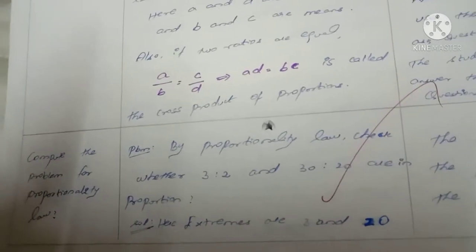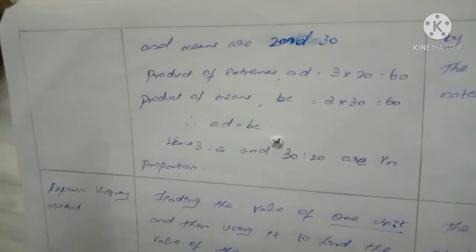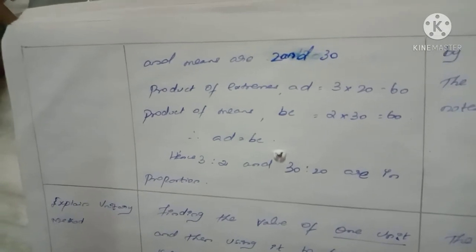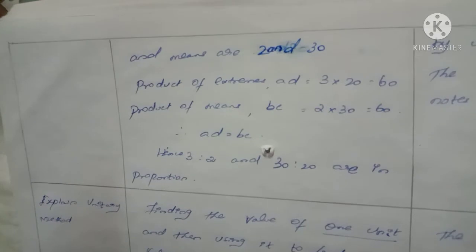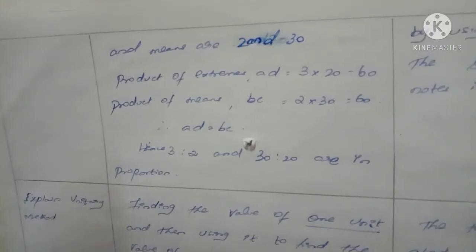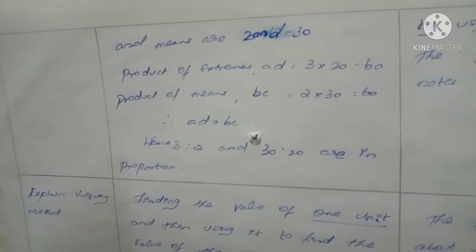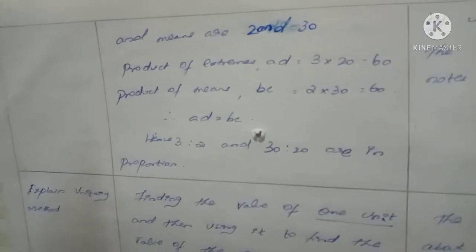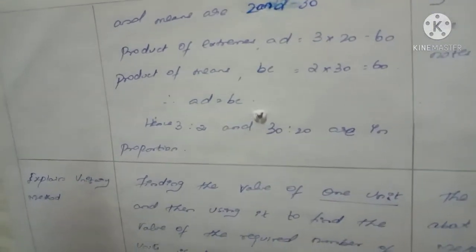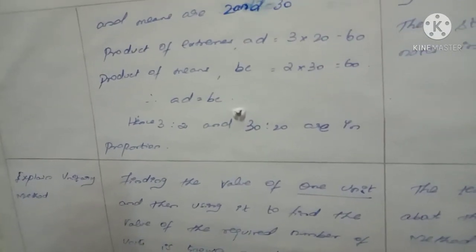Then solve the problem. Here extremes are 3 and 20 and means are 2 and 30. Therefore, product of extremes AD equal to 3 into 20 equal to 60. Product of means BC equal to 2 multiply 30 equal to 60. Therefore, AD equal to BC. Hence 3:2 and 30:20 are in proportion.